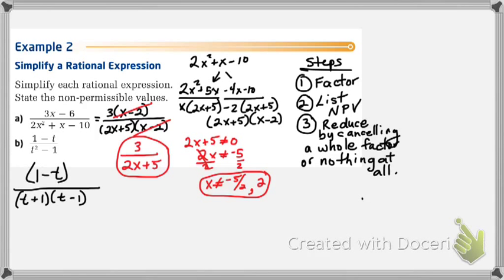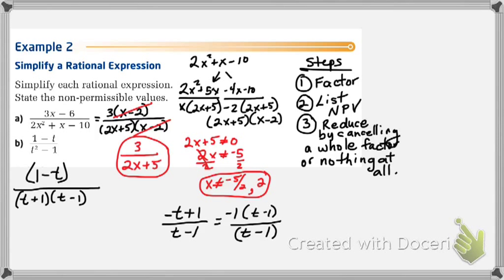Now you have to remember something here: 1 minus t over t minus 1. Last year in grade 10 we learned that if you had them reversed, you could factor out a -1 from one of them. So negative t plus 1 on the top, if I rearranged it, over t minus 1 on the bottom. If I factor a -1 out of the top, it would look the same as the bottom.